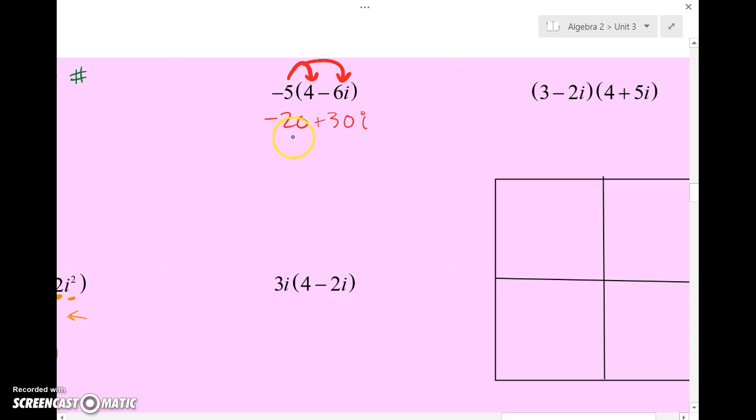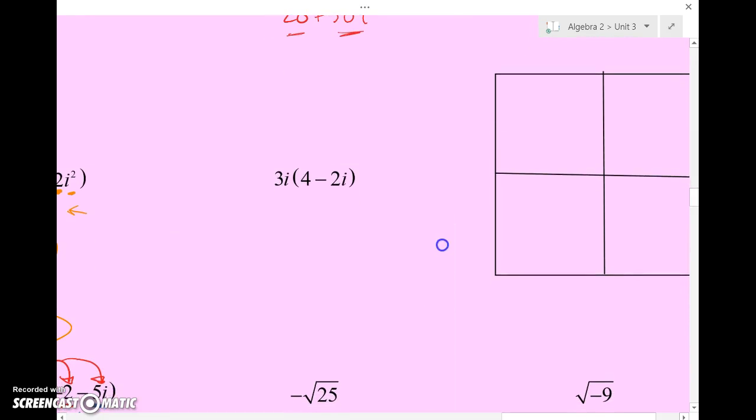And you're all set. So remember, we have the real numbers on the left, and then the imaginary part of the number on the right. Now let's look at this one right below it. This one I actually want you to do on your own. So try it out on your own, pause the video.